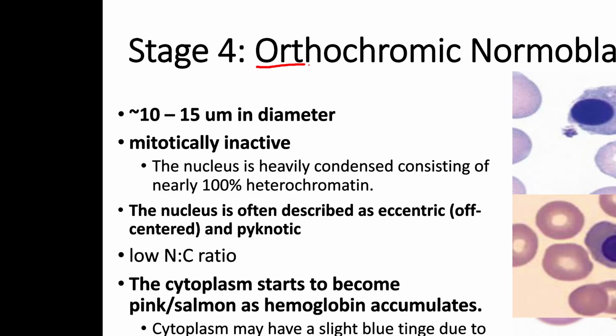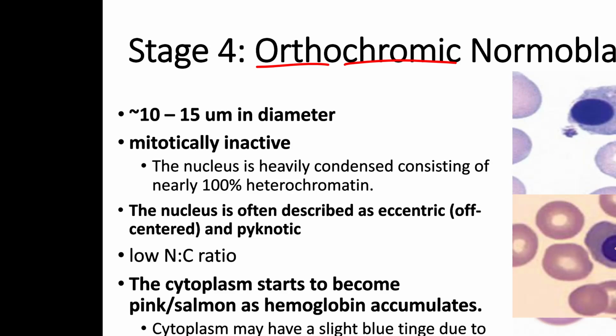Orthochromic normoblast. Ortho means correct, chromic is color. So we're looking at a cell that should be about the right color of what we anticipate a red cell to look like. So at this point, even though it has a nucleus, it is considered mitotically inactive. If you look at the nucleus, there is literally no light coming through at all. And that's because it is at this point pyknotic or entirely inactive.